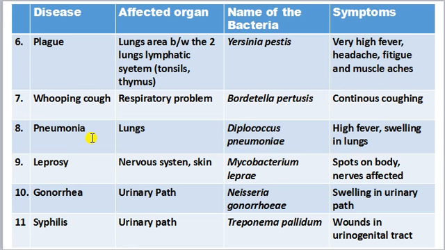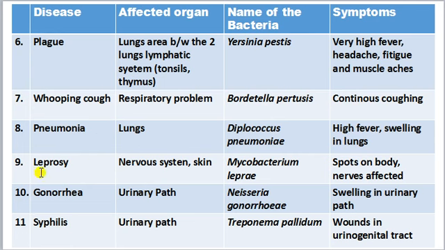Now 8th, pneumonia. Pneumonia is an infection that inflames the air sacs of your lungs, known as alveoli. The air sacs may fill up with fluid or pus, which may cause a serious respiration problem. It is caused by the bacteria Diplococcus pneumoniae. This affects your lungs or respiratory system, and causes high fever, swelling in lungs, runny nose, as well as difficulty in breathing. So these are the main symptoms. This is all about pneumonia.